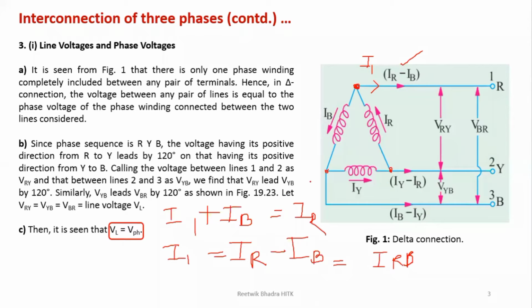Now what are IR, IB, IY? These are your phase currents, IPH. What are IRB or IBR or VBR, VRY, VYB? What are these? Phase voltages. So, sorry, line voltages. So what will be IRB or IYB or IRY? It will be your line current. So IRB is your line current.